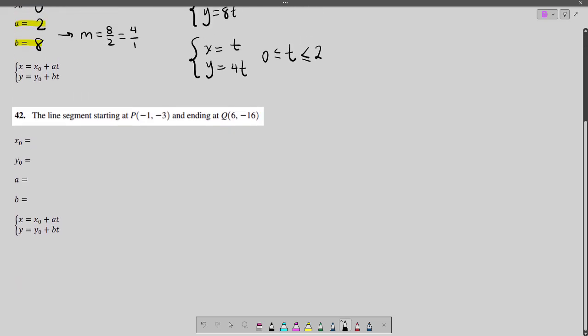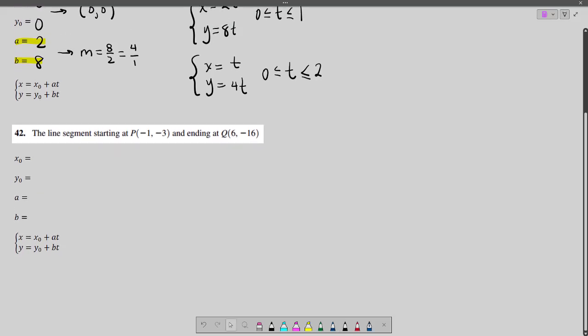All right, you all try this one. So find the parametric equations for this line segment, starting at -1, -3, and finishing at 6, -16. Find those parametric equations. Hunt them down.